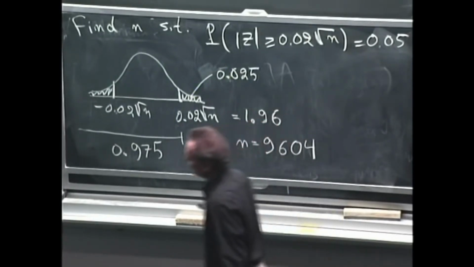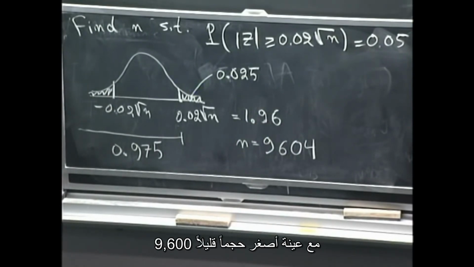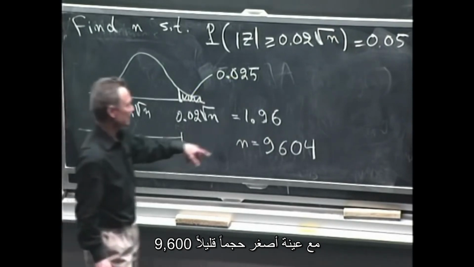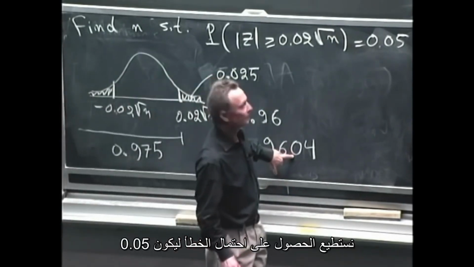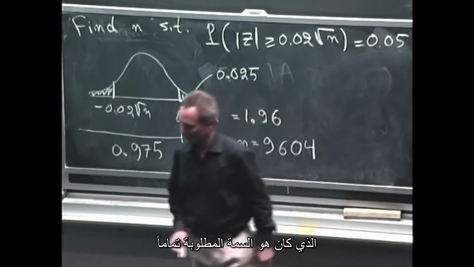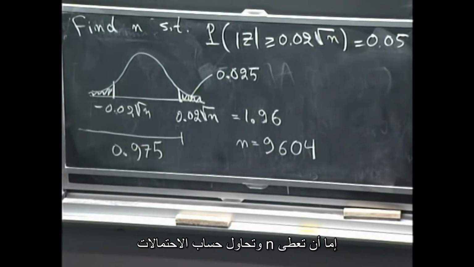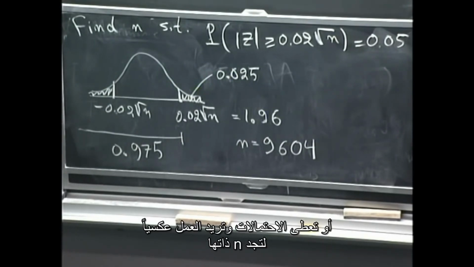So with a sample of 10,000, we got probability of error 4.5%. With a slightly smaller sample size of 9,600, we can get the probability of a mistake to be 0.05, which was exactly our spec. So these are essentially the two ways that you're going to be using the central limit theorem. Either you're given n and you try to calculate probabilities, or you're given the probabilities and you want to work backwards to find n itself.